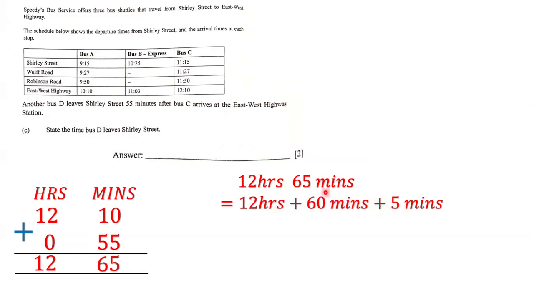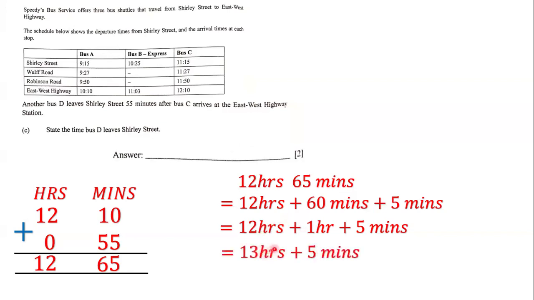Next, we know that 1 hour is 60 minutes, or 60 minutes equals an hour. So we're going to take 60 minutes and express it in terms of hours. It's going to be 12 hours plus 1 hour, right? 1 hour plus 5 minutes. And then we have 12 hours plus 1 hour. When we add them together, we get 13 hours and 5 minutes. And so we have 13 hours and 5 minutes, which is 13:05.